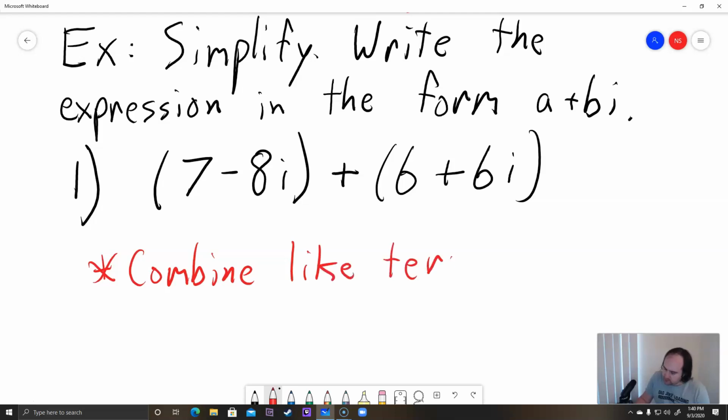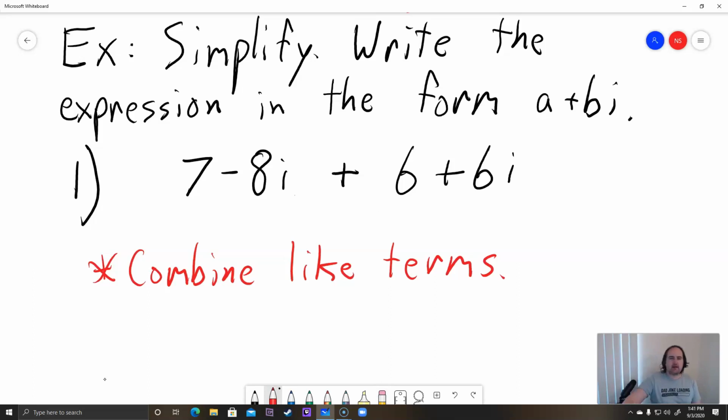So you basically just treat i as if it were any other variable like x, and you combine as usual. So first of all, because we're adding here, we don't even need these parentheses. So I'm going to go ahead and erase these parentheses. Pretending that i is like x, the like terms here are the constants. So the constants are going to be 7 and 6. And then you have the terms involving i. So that's going to be -8i and positive 6i.